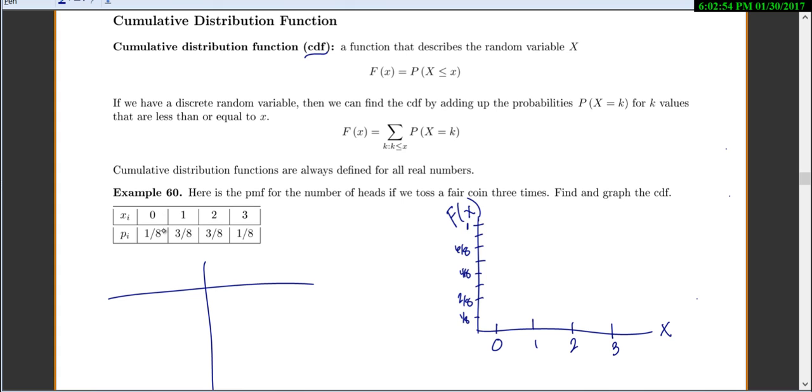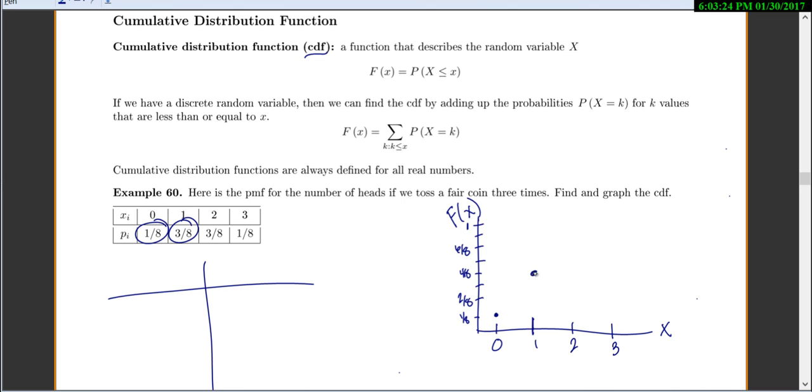At 0, I had a probability of 1/8. So I'm going to make just a dot here. This isn't done. I'm just starting with some dots. Now, for x equals 1, though, how much probability do we have altogether? So for x equals 1, the cumulative distribution function has all that number and all the numbers less than it. So for a 1, you have to have the 3/8, but you also have to have the 1/8. So how much probability is that total?